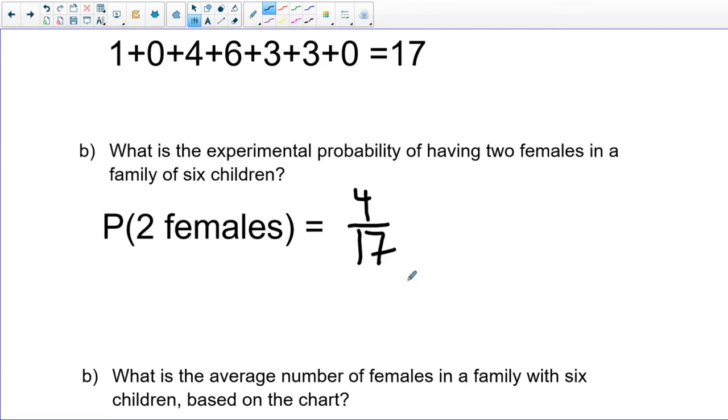And using a calculator off screen here, I'm just going to calculate what that percentage is. So 4 divided by 17 is 0.235 as a decimal. And that's rounded. Okay, so the little dot above the equal sign means that it's approximation. And that means that it's 23.5% chance of having 2 females.